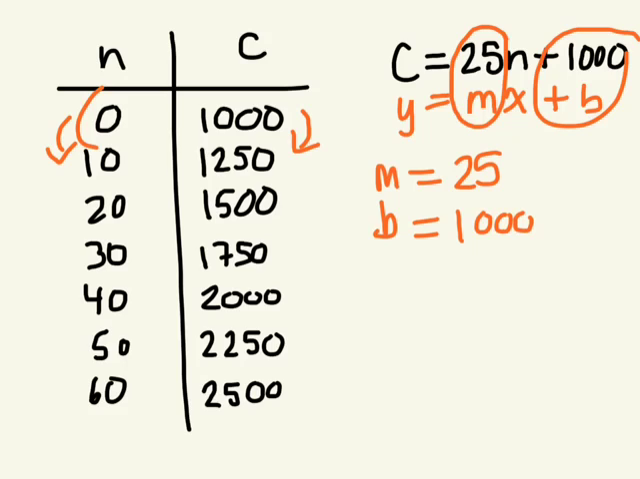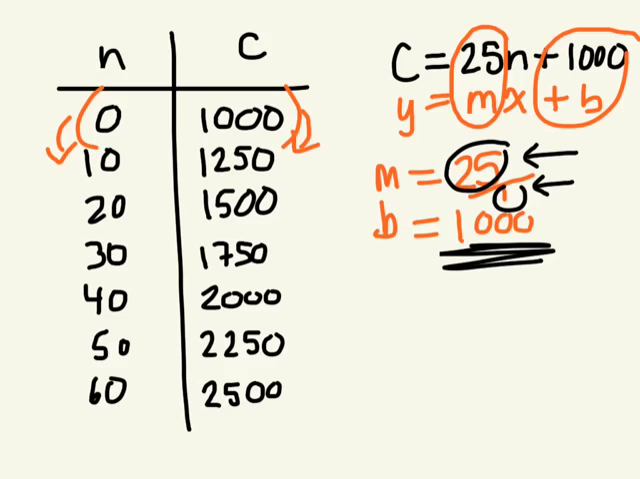For 0 people, it's still $1,000. What does the slope tell us? It's 25 over 1. What does the rise tell us? Yeah, for every one person, it increases by $25. And that makes sense from the equation. $25 a person, right? It starts at 1,000, and then for every one person, it's going to increase by $25.